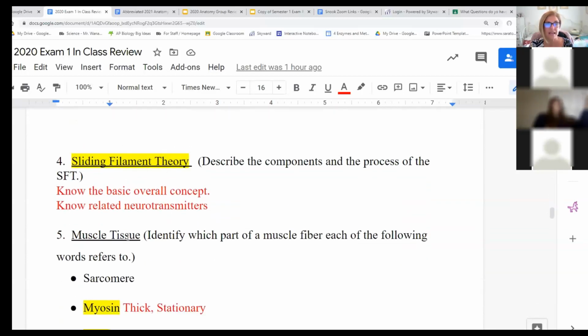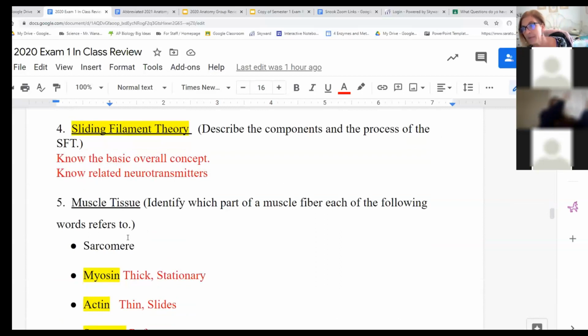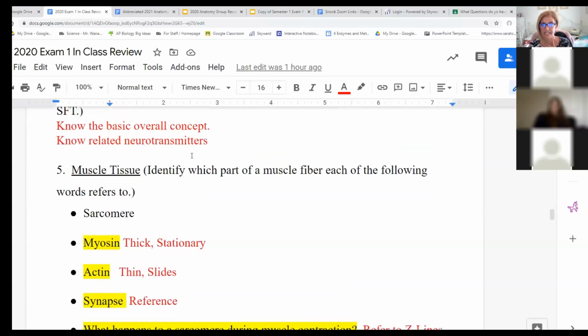Skipping ahead, sliding filament theory. This was one of the common questions that came up in yesterday's thread. You need to know the overall concept. You don't have to tell me calcium is released from the sarcoplasmic reticulum, binds to troponin, and so on. You just need to be able to tell me that actin slides past myosin. The thin slides past the thick. When they do so, the Z lines come together. The neurotransmitter involved is acetylcholine. So very minimal information you need.